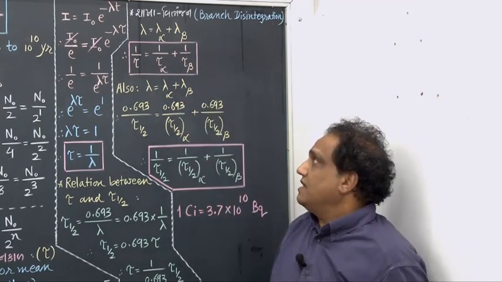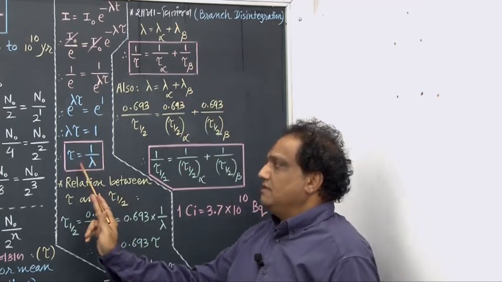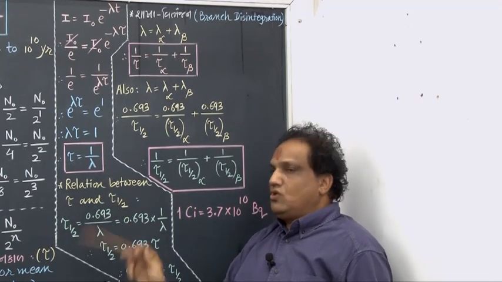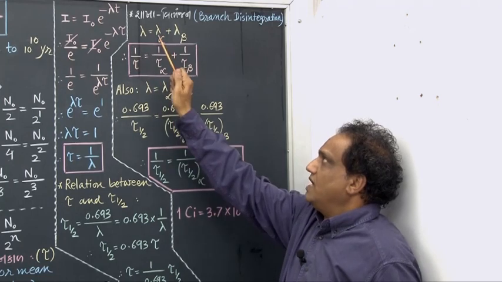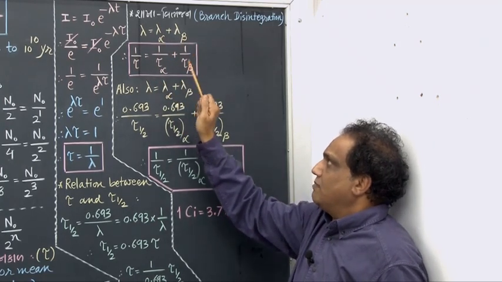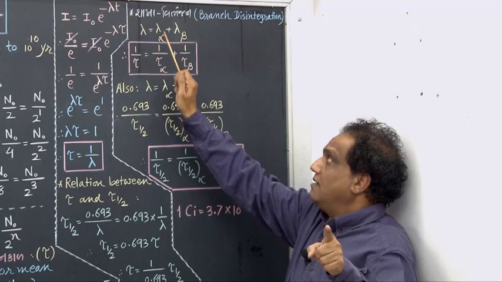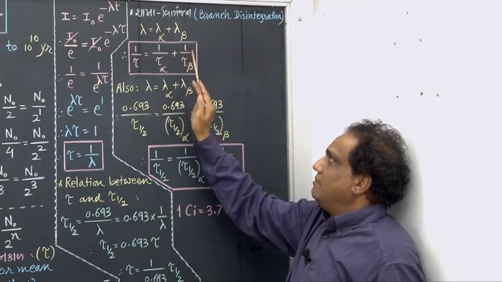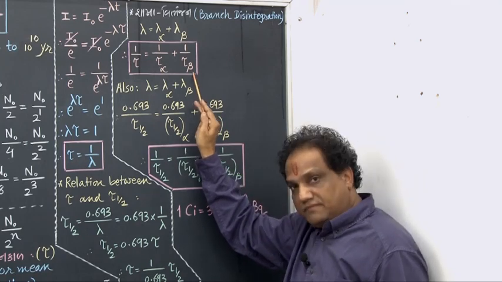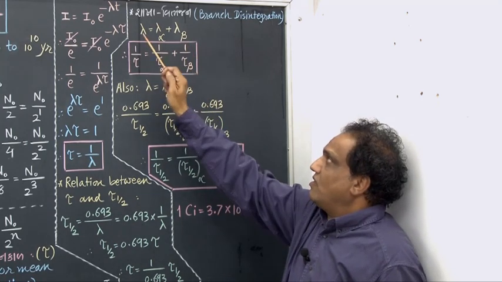Got it? Fine. But what is lambda from here? Lambda equals 1 upon tau. The way I have written lambda alpha, I am writing tau alpha here. The way I have written lambda beta, I am writing tau beta. Simple.